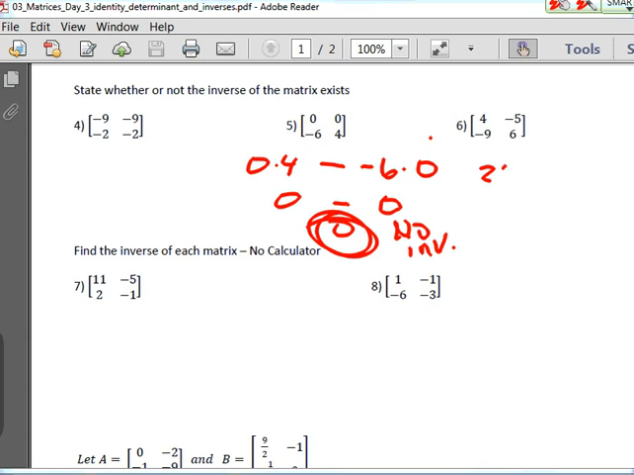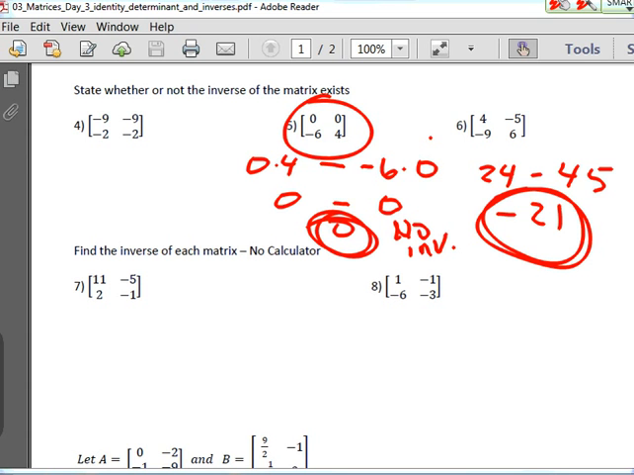This one, 6 times 4 is 24, minus 9 times 5 is 45. Is it okay if it comes out to a negative number? Sure, as long as it's not 0. Okay, so this one comes out to negative 21. Yep. There's the determinant, and that one will have an inverse. As long as it's not 0, it has an inverse. So this doesn't have an inverse.